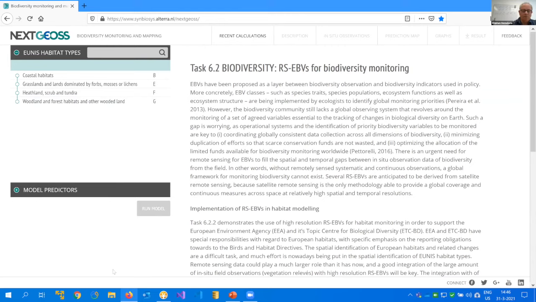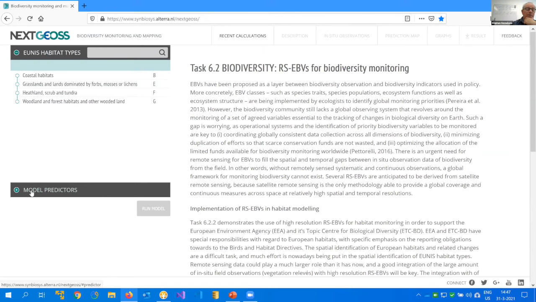Okay, so this is a web application we wrote for a project, the Next Geos project, which finished last year or the beginning of this year, I must say. It's an application where you can run your own model. On the left side, you have an index with EUNIS habitat types, and at the bottom, we have a number of model predictors.